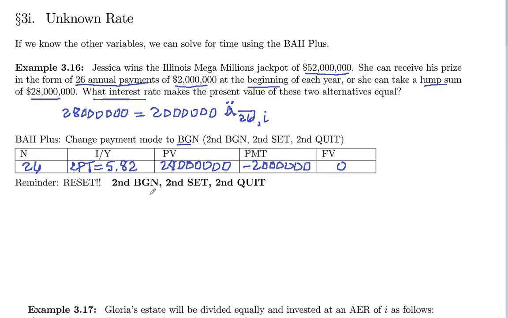Now, once you get done with that, make sure you do second BGN, second SET, second QUIT to do your reset. Otherwise, it messes up everything after that. So that's an unknown rate problem. So anytime they're asking what interest rate.